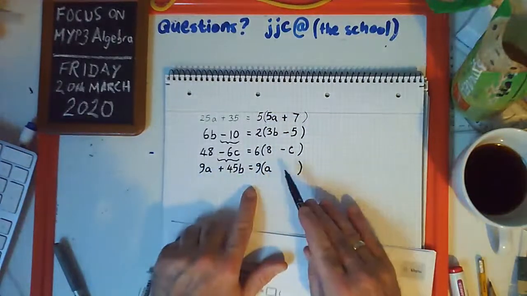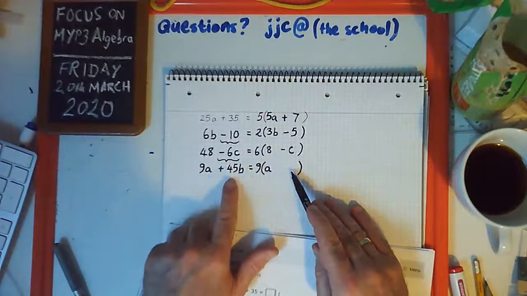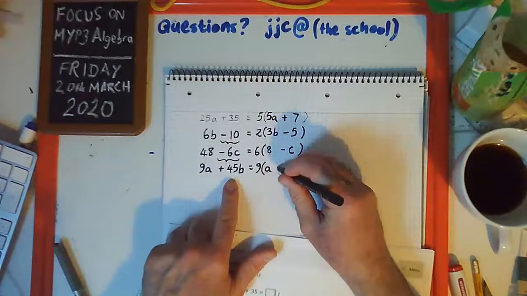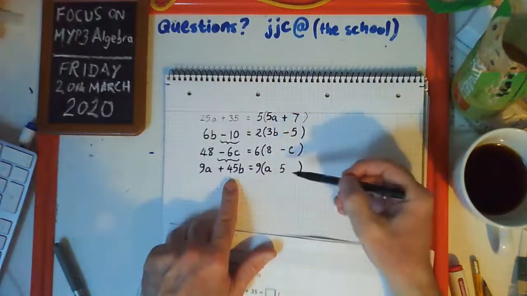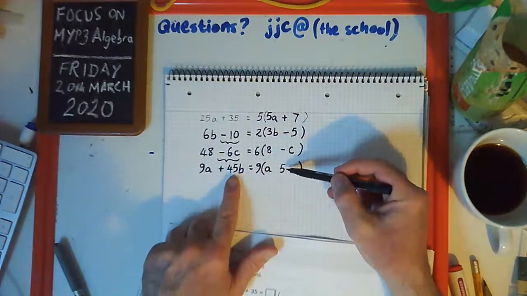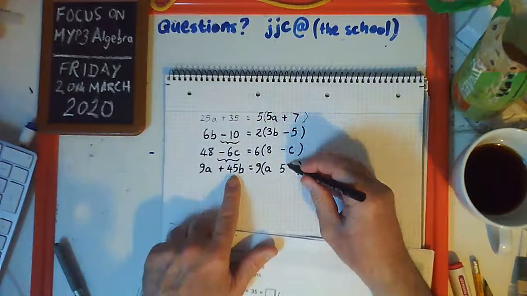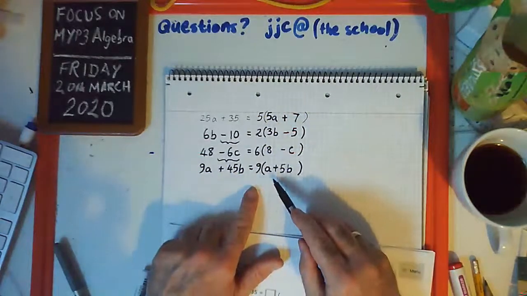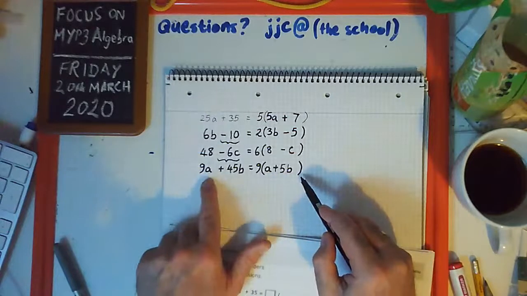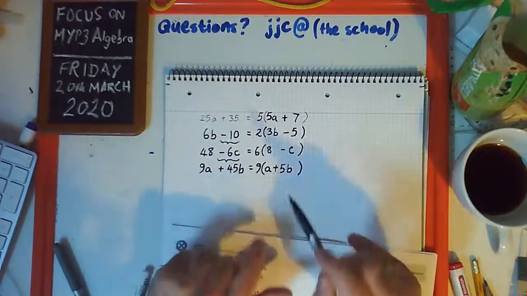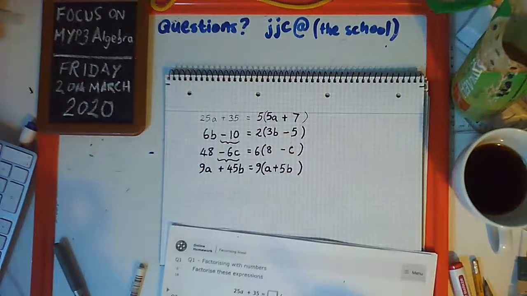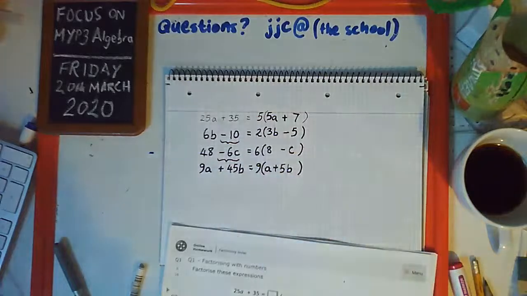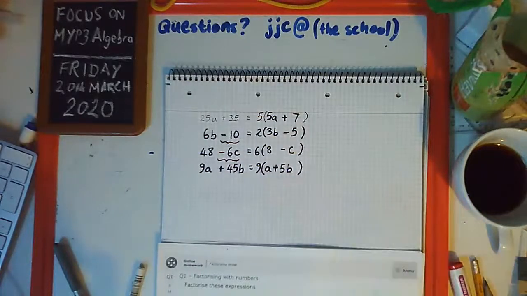And then 9 times what in the bracket will give me 45b. Okay, well, I'm going to need a 5 there to make the 45. 9 times 5 makes 45. But then I'm going to need a b there as well. So 9 times a plus 5b is the factorization of 9a plus 45b. And you can always check these by just multiplying them back out and reversing it to the original question.